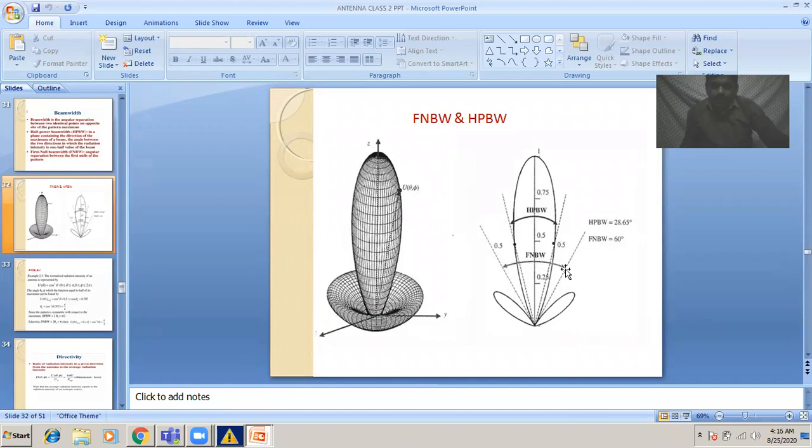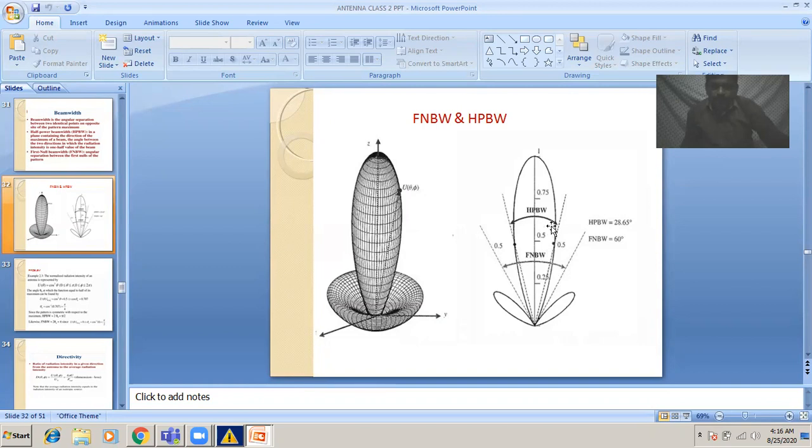So you know already what is called null direction. The direction in which there is no radiated power is called null direction. That means in this direction there is no radiated power. In this direction also there is no radiated power. So therefore this is the first null direction on the right side, and this is the first null direction on the left side. So between these two, we are taking the beam width in terms of degrees or radians. Therefore this is called first null beam width.